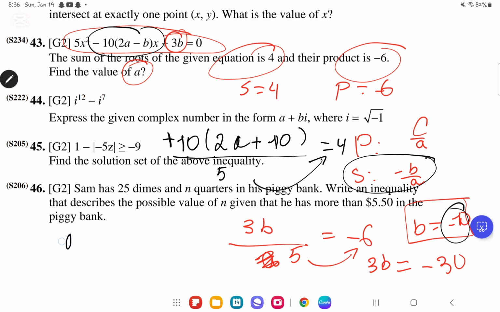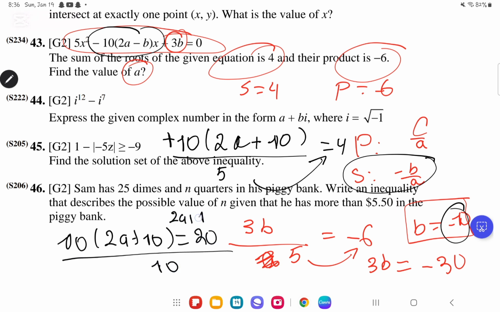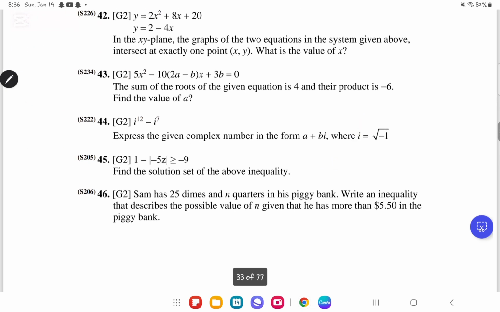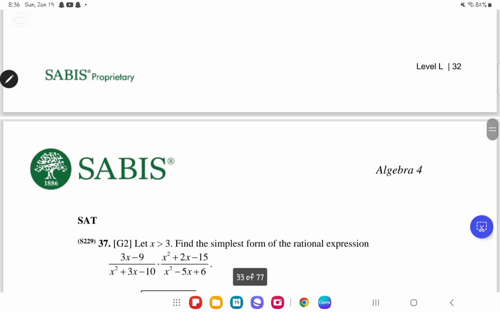Bring it up, so 10 times 2a plus 10 is equal to 20. Divide both sides by 10. 2a plus 10 is equal to 2. Move this to the other side. 2a is equal to minus 8. So the value of a is equal to minus 4. So a is then equal to minus 4. So we finished the algebra. Let me move on to the geometry.